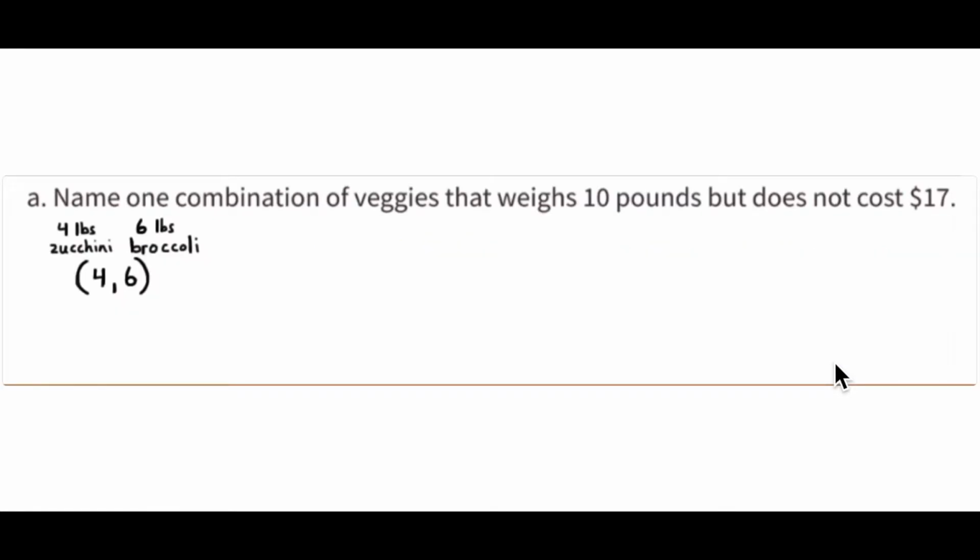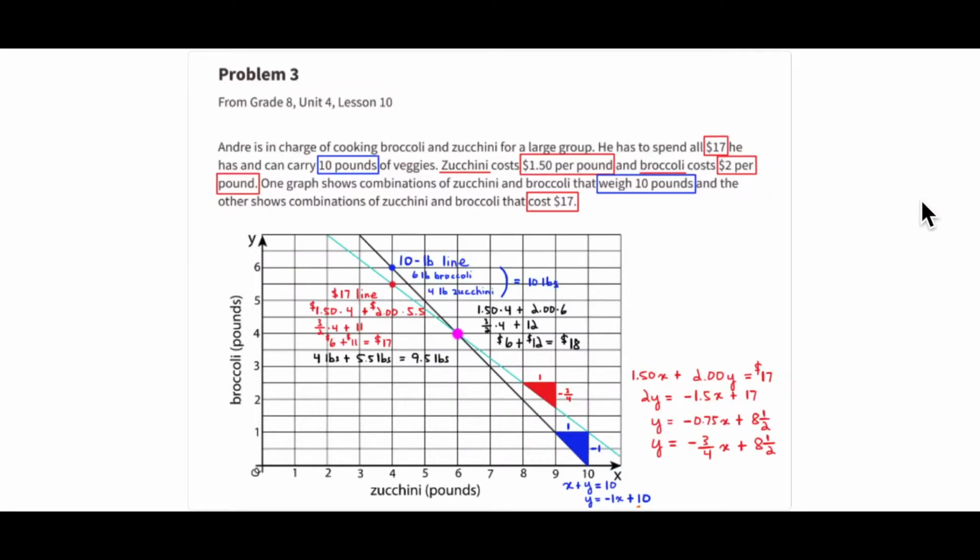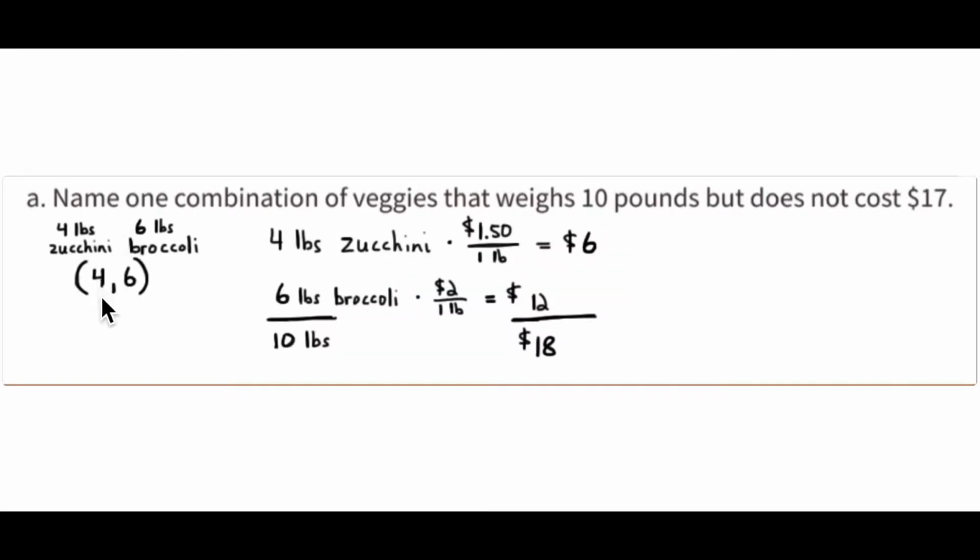Now how does that compare to A, which is 10 pounds of vegetables and a cost other than $17? I'm just going to use this point right here. So this is 10 pounds, but it doesn't cost $17. It actually costs more than $17 because it's above this line. So that point is at 4 pounds of zucchini and 6 pounds of broccoli. Well, 4 pounds of zucchini is $1.50 per pound times 4. 4 times 15 is 60. And so 4 times 1 5/10 is 6.